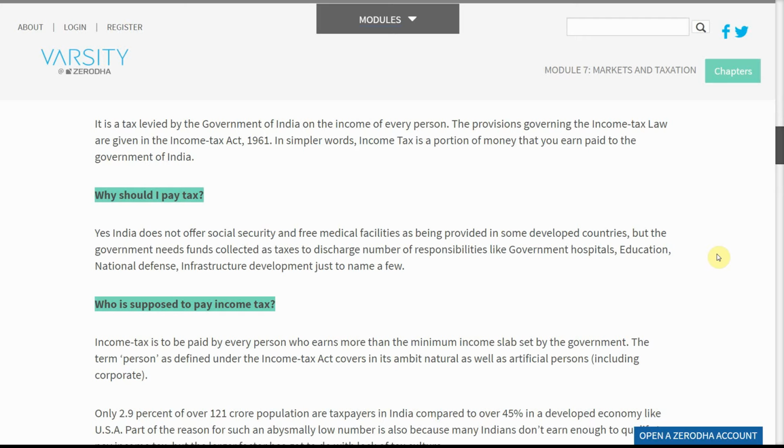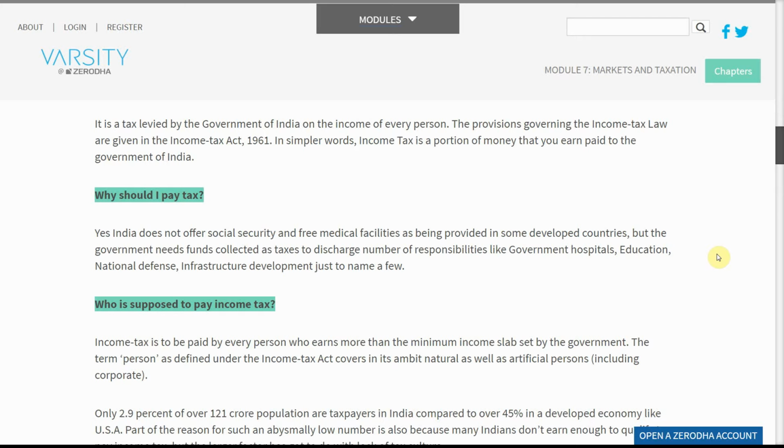Yes, India does not offer social security and free medical facilities as being provided in some developed countries. But the government needs funds collected as taxes to discharge a number of responsibilities like government hospitals, education, national defense, infrastructure development, just to name a few. Who is supposed to pay income tax?